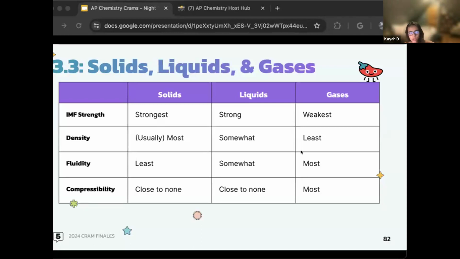Solids are usually also your most dense phase, while gases are your least dense, and liquids are somewhere in the middle. With fluidity, solids are the least fluid, while gases are the most fluid, which means they're not really rigid. And then with compressibility, you have close to no compressibility with solids. Similarly with liquids, you really don't have too much compressibility, but with gases, you have good compressibility. Most of them are compressible.